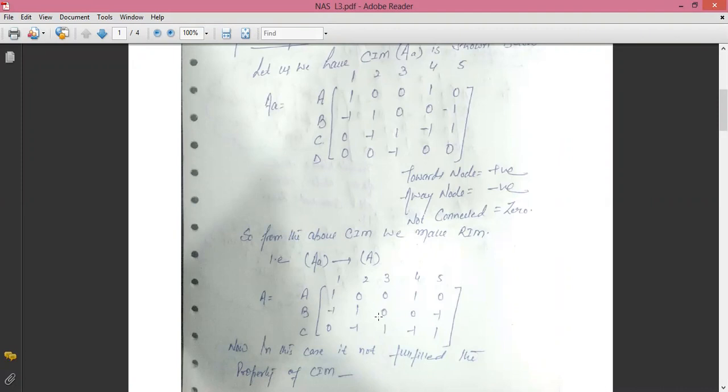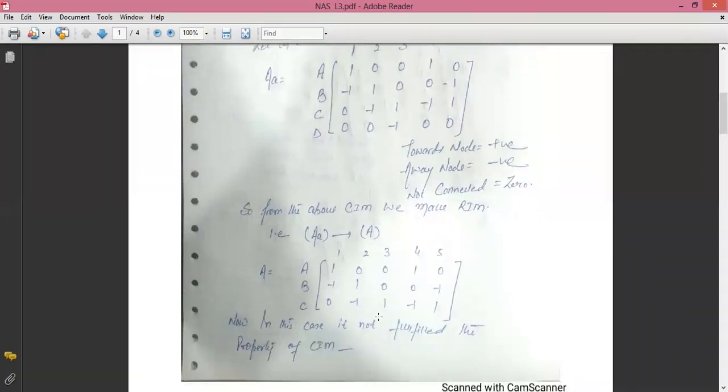Does anybody have any doubt up to this stage about how the RIM can be obtained? He or she can ask me, otherwise I will continue. Yes. Anybody having any doubt?